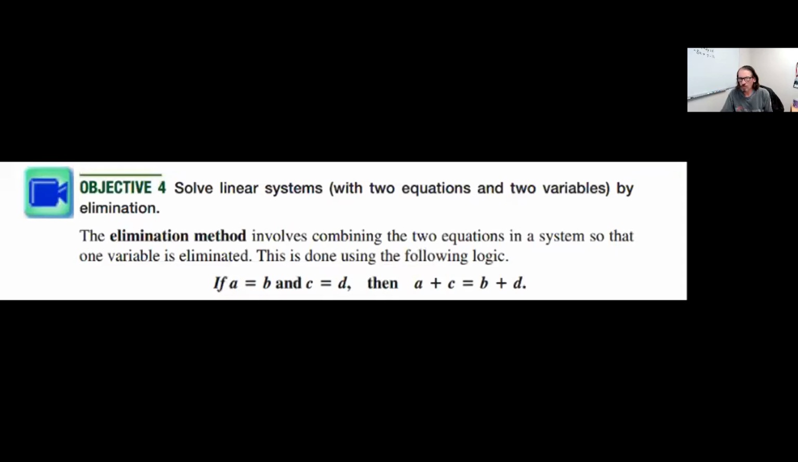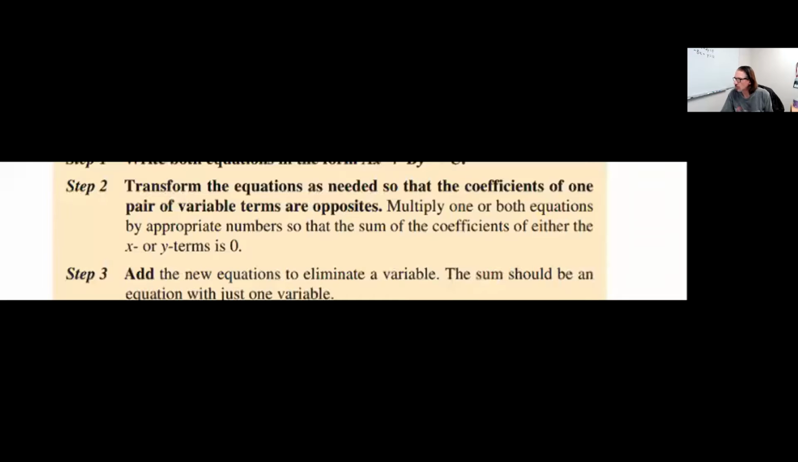The elimination method works based on this fact, that if you have two things that are equal, A and B, and then another pair of things that are equal, C and D, well, if you add A plus C, that's going to be the same as if you had added B plus D, because A equals B and C equals D. So what we want to do is this.